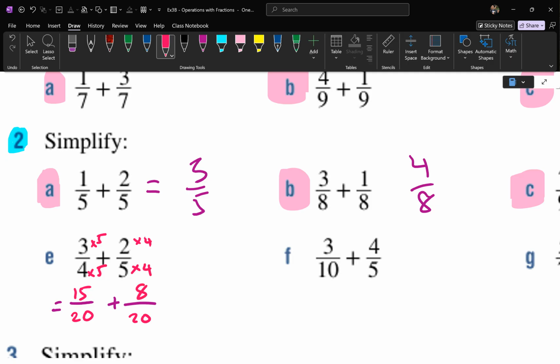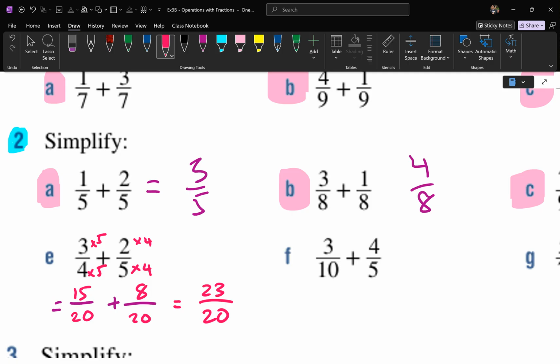Now you can add them. These are 20ths. Those are 20ths. You got 15 of them. You got 8 of them. Together, that's how many of those 20ths you have. You never add the denominators because you're asking what type of fraction is it? Just like the chairs, just like how you normally count, that's how numbers work as well.